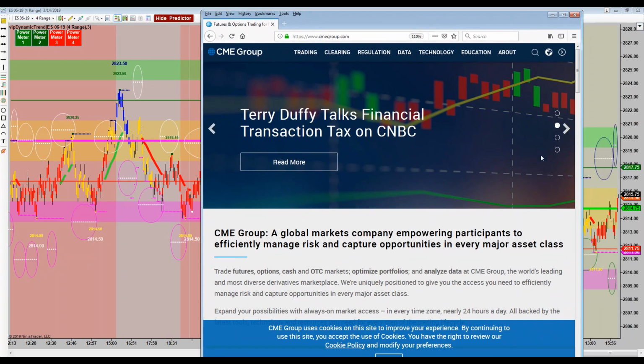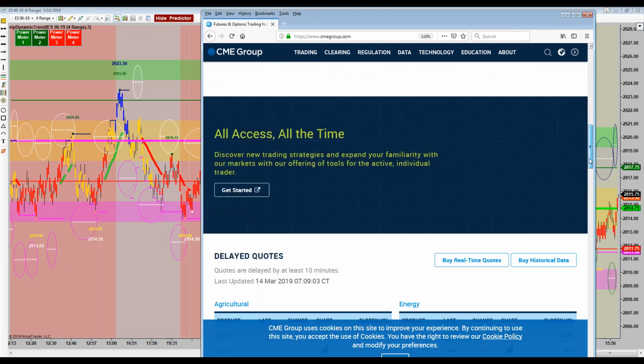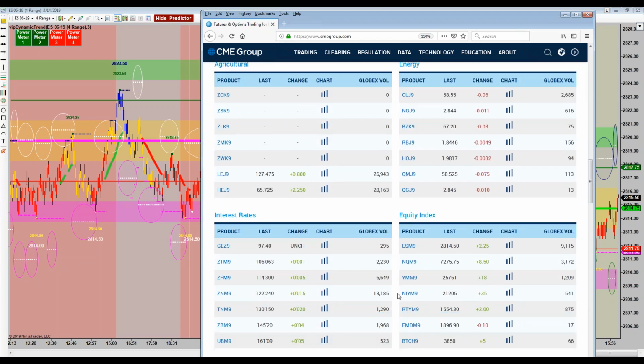This site has new markets that are coming out. Scroll down about halfway down the page, and you will see all the quotes. If you mouse over them, this is the equity products here. So this is the E-mini S&P futures, $50 per point. There's 4 ticks per point, so each tick is worth $12.50.